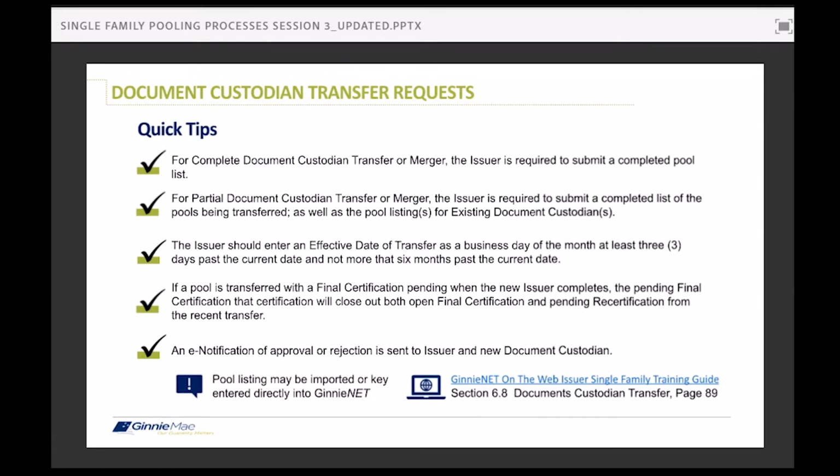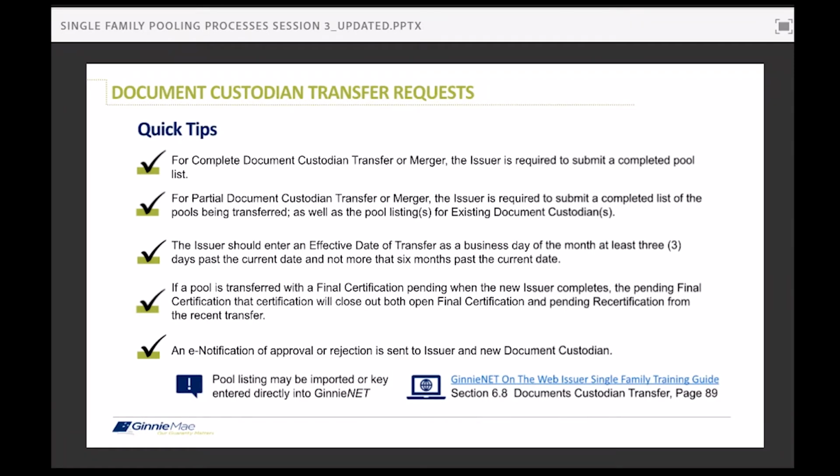For partial document custodian or merger, the issuer is required to submit a complete list of pools being transferred, as well as the pool listings for the existing custodian. So you put in the pools for the new custodian, but you have another custodian where none of those pools are moving, then you'll have to list those pool numbers per Ginnie Mae, because those are not going anywhere. But the new numbers are going to the new custodian along with the documentation.